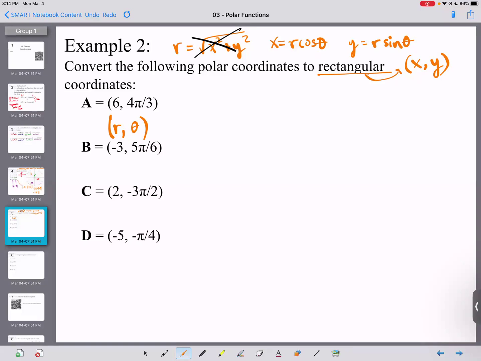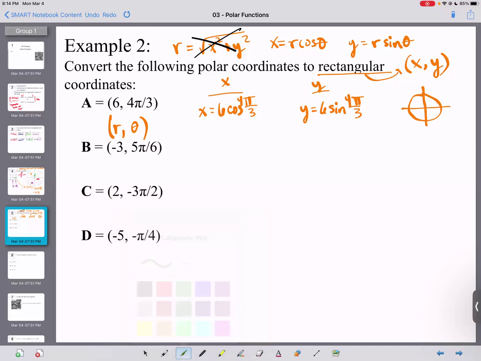Perfect. So here's what I'm going to do. I'll do a column for my x here, and a column for y over here. So x equals 6 cosine of 4 pi over 3, and my y is going to equal 6 sine of 4 pi over 3. Now, the thing I want to make sure you don't mess up on is that values are going to be positive or negative based on where they're located on the unit circle. So 4 pi over 3, what quadrant is 4 pi over 3 located in?